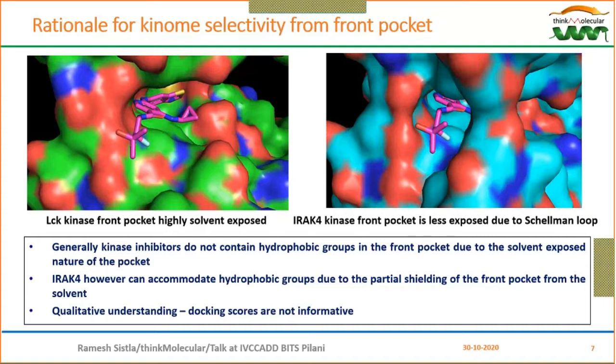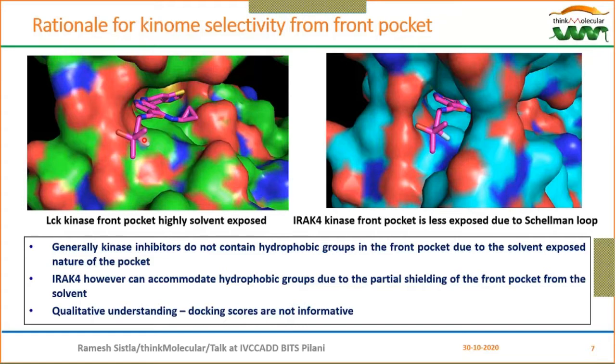So we understood that this is the reason we were getting selectivity with the tertiary alcohol-based hydrophobic group in the front pocket of IRAK4 against other kinases. Now, I would like to clarify that this is a qualitative understanding. You might dock this compound on LCK and IRAK4, and it's possible that you get very similar docking scores. So two things to caution here: don't rely on docking scores, because the solvation effects of the ligand are very poorly taken into account in any computation. Any protein-ligand binding is an interplay between the ligand, the protein, and the solvent.